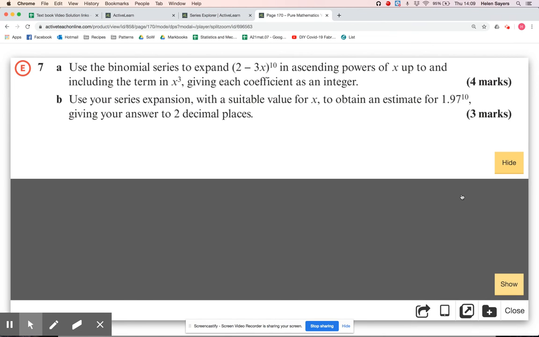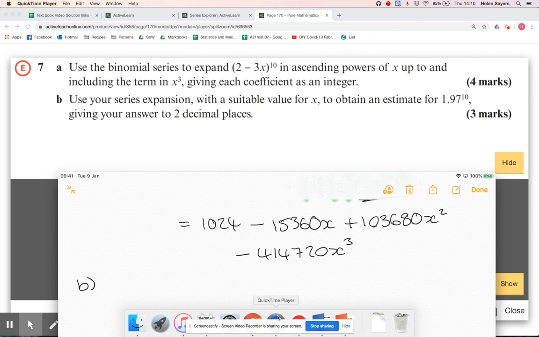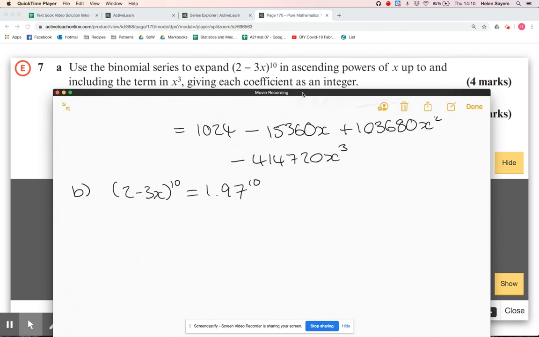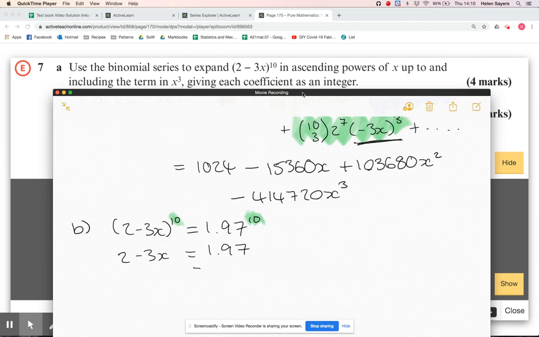Right, so then part B, so let's get my screen back up. That was part A. Part B is a really common second part to this type of question. We've just expanded 2 minus 3x to the power of 10, and they are asking me to approximate 1.97 to the power of 10, giving my final answer to 2 decimal places. If those powers are equal, which they have to be for this type of question to work, I can ignore the powers of 10 and find the value of x which makes 2 minus 3x equal 1.97. I am going to add the 3x over to the right-hand side and subtract the 1.97 from the 2 on the left-hand side, just so I haven't got negative coefficients. Then if I divide by 3, I get x is 0.01.